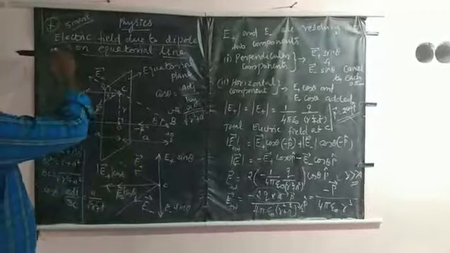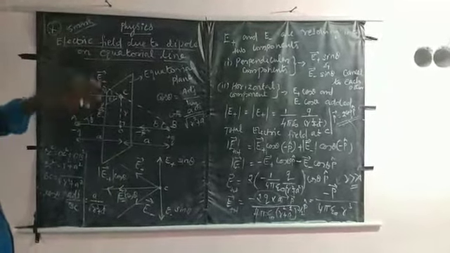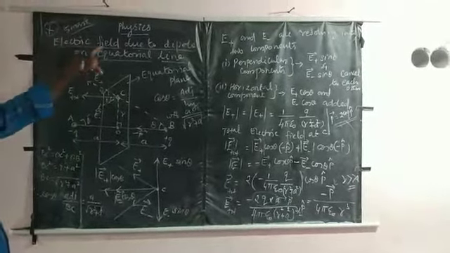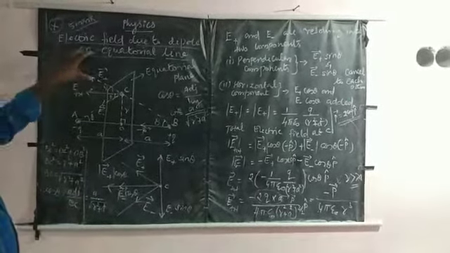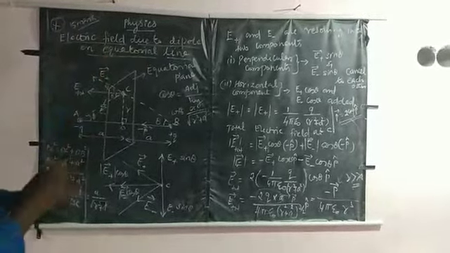Now we are going to discuss the electric field due to the electric dipole on the equatorial line. This is an important 5-mark question. Last class we discussed the electric field due to the dipole on its axial line. In this video, the electric field due to the dipole on its equatorial plane or equatorial line.